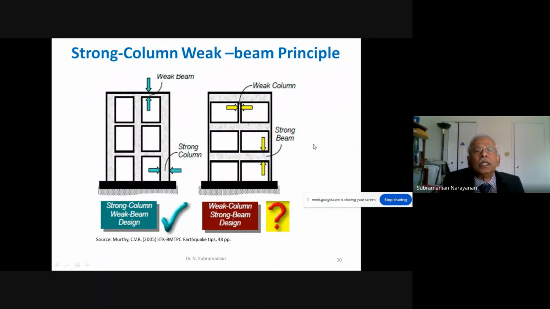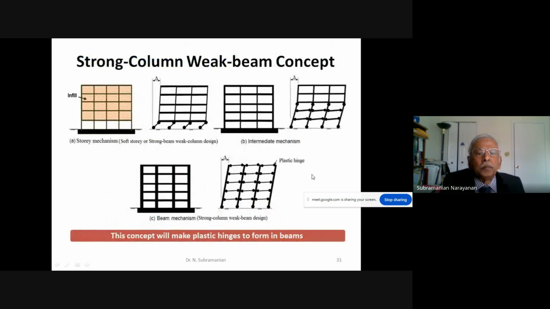And one of the things that is advocated in our code is that we should have a strong column and weak beam, and the reverse should not be used. That is weak column and strong beams. It is because if you have such a thing, that is strong column, weak beam, you will have this kind of mechanism where the plastic hinges will form in the beams, and only at the end the plastic hinges will form at the column. That's why this concept will make plastic hinges form in beams only.